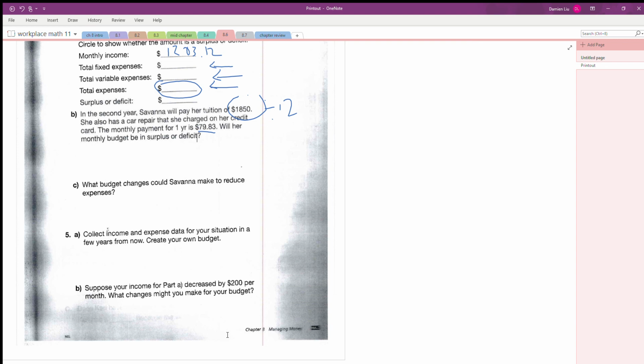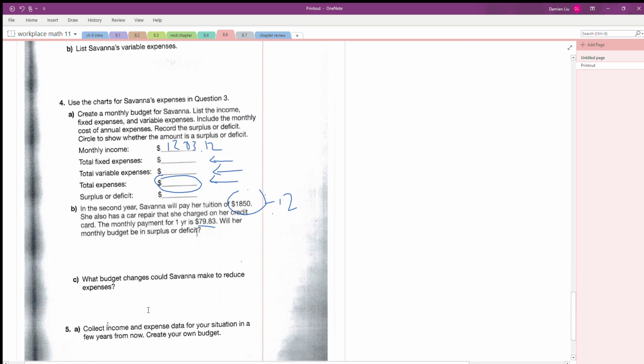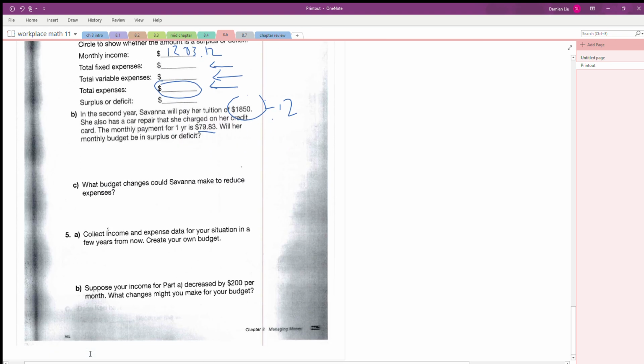You could Google budget expenses, fixed expenses, variable expenses, and you'll get a list, and then you could figure out, in a couple of years, I think I might have to pay this or I might have to pay that. And then you could also look at possible salaries if you're working. If you're going to school, you may be having just a summer job, so you have to adjust your income that way. Suppose your income for Part A decreased by $200 per month. What changes might you make for your budget? And again, like the question up here, look at your variable expenses to see how you could reduce your expenses.